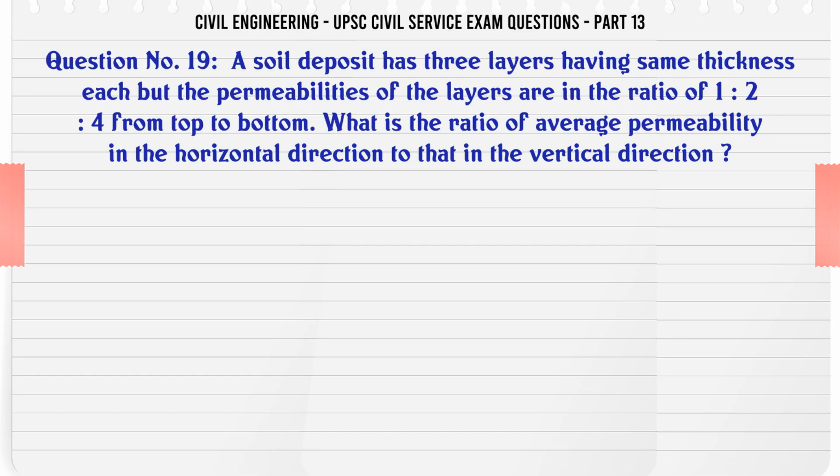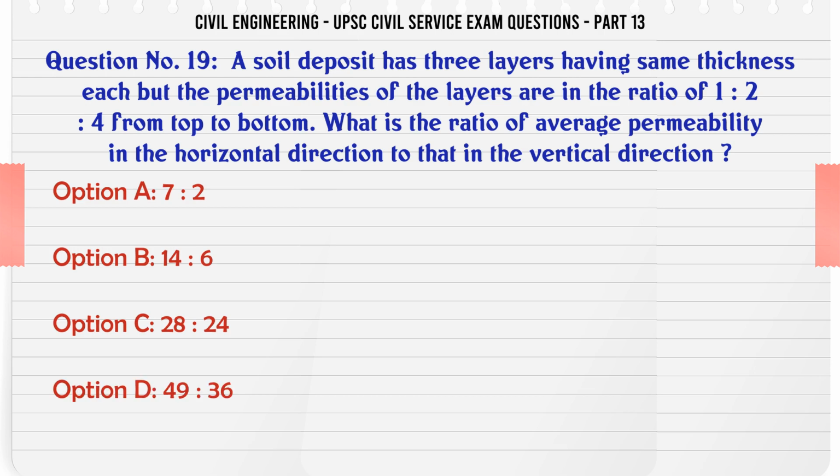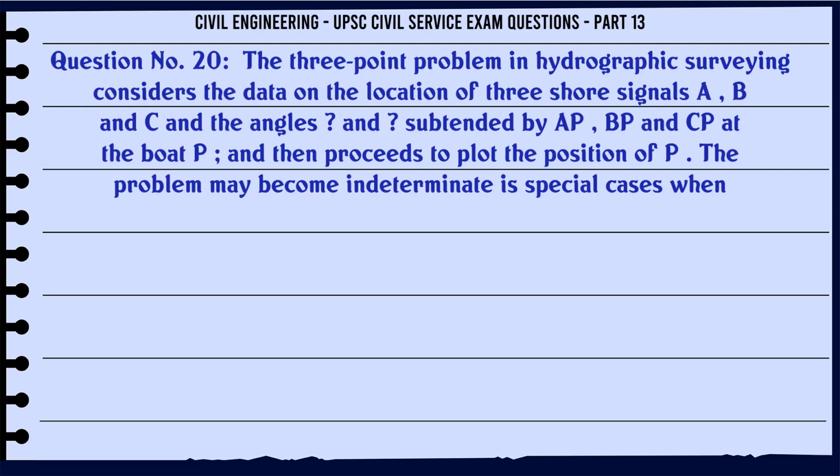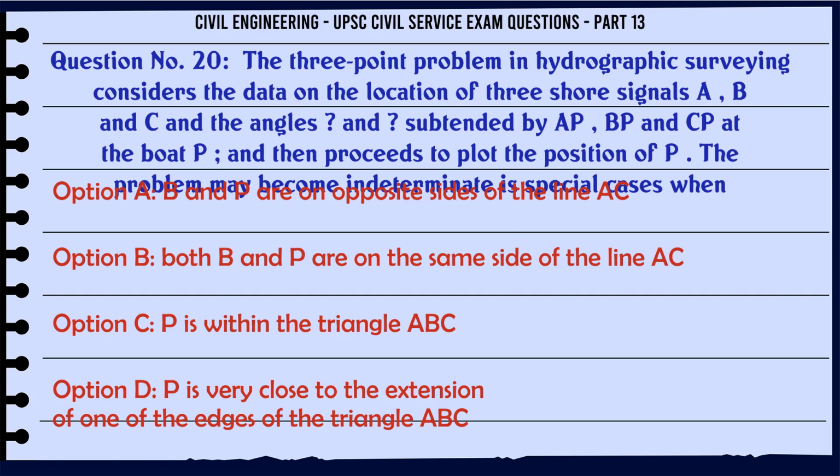A soil deposit has 3 layers having the same thickness each, but the permeabilities of the layers are in the ratio of 1:4 from top to bottom. What is the ratio of average permeability in the horizontal direction to that in the vertical direction? A. 7:2, B. 14:6, C. 28:24, D. 49:36. The correct answer is 49:36.